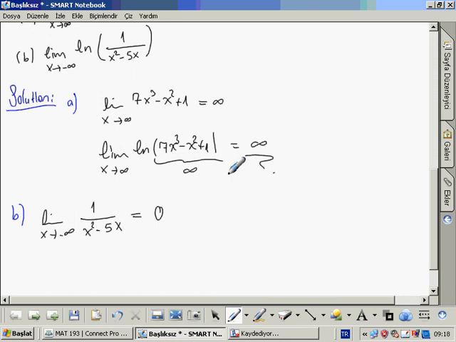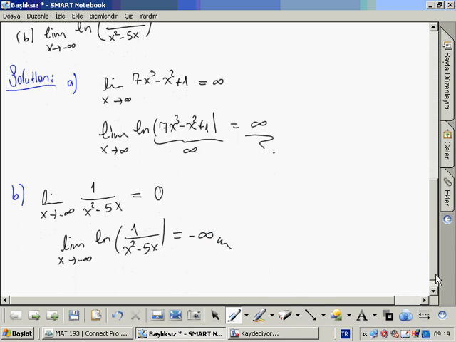Since x goes to minus infinity in the limit, the numerator will always be positive, and so the quotient will always be positive. Therefore, not only does the argument go to 0, it goes to 0 from the right. That is exactly what we need for this limit. So the limit as x goes to minus infinity of ln of 1 over x squared minus 5x is equal to minus infinity. Okay, that's important.